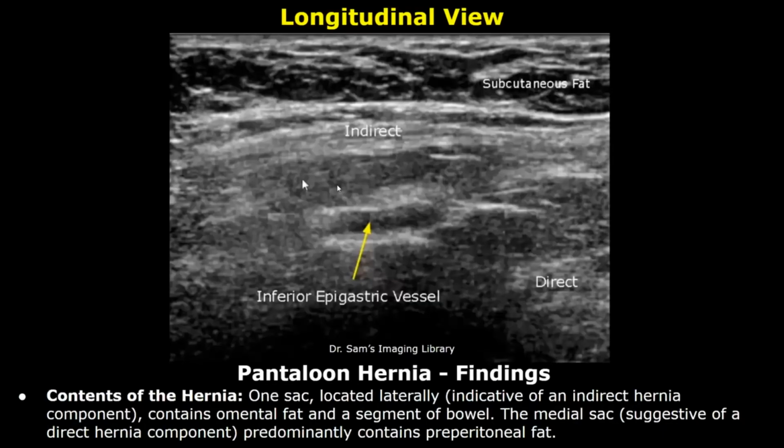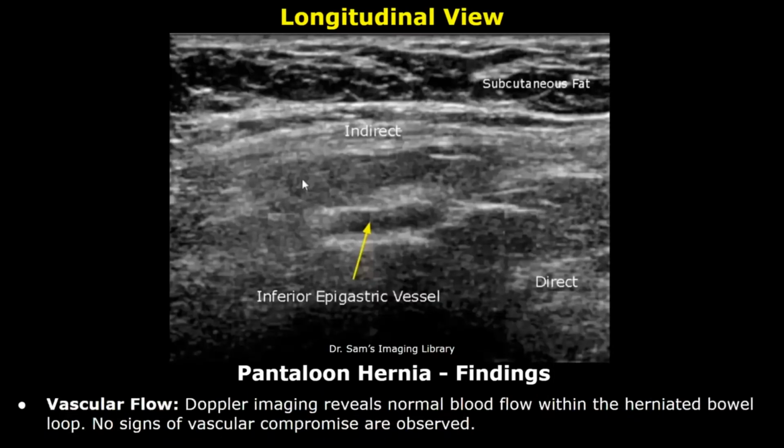Contents of the hernia. One sac located laterally, indicative of an indirect hernia component, contains omental fat and a segment of bowel. The medial sac, suggestive of a direct hernia component, predominantly contains preperitoneal fat. Vascular flow. Doppler imaging reveals normal blood flow within the herniated bowel loop. No signs of vascular compromise are observed.